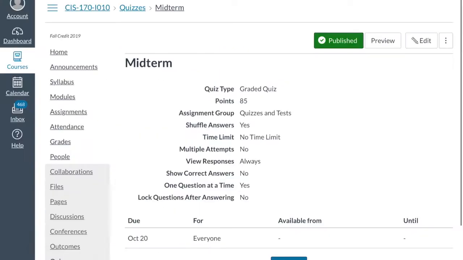A couple of other things to point out: here under time limit, you will notice that there is no time limit. So that means you can keep coming back to the quiz or the midterm, whatever you want to call it, as many times as you need over the course of the next week. The following things are also true.